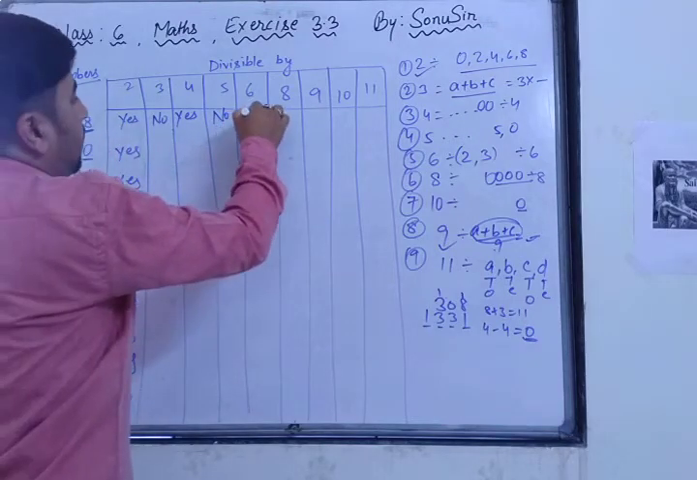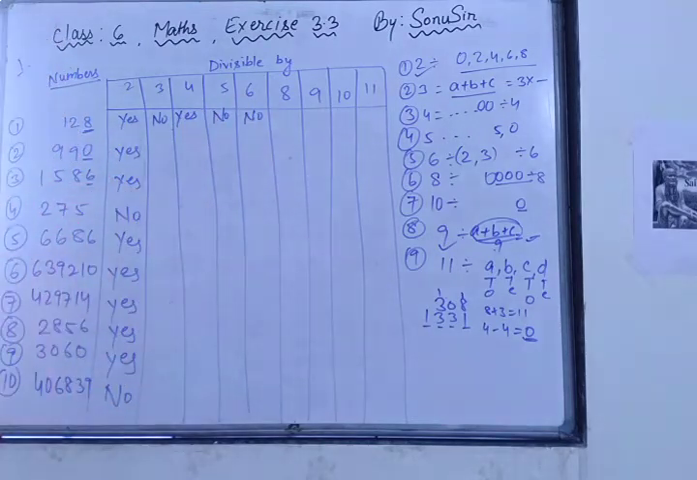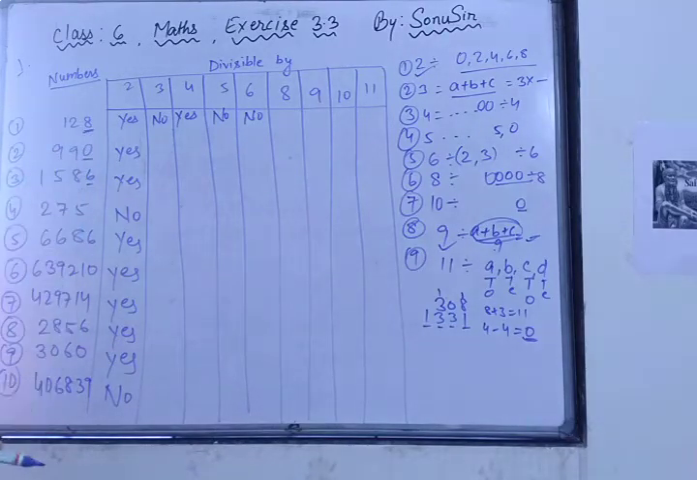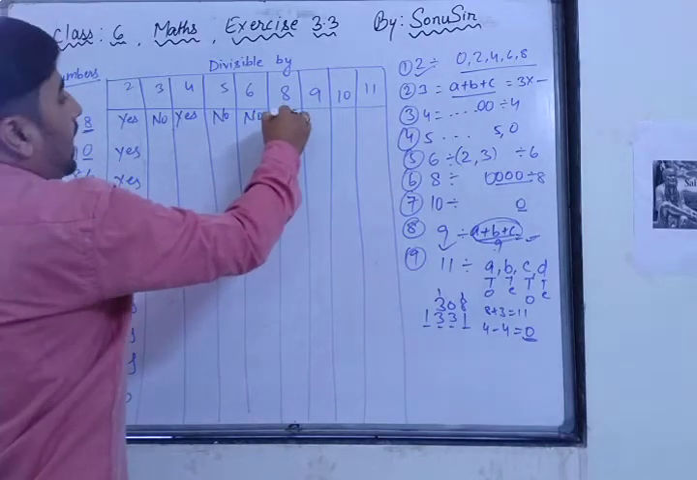So it is not divisible by 6 also. Now what about the 8? You know very well, I have already told you that the last 3 digits or 4 digits must be divisible. 8 1s are 8, 8 6s are 48. Yes, it is divisible by 8.